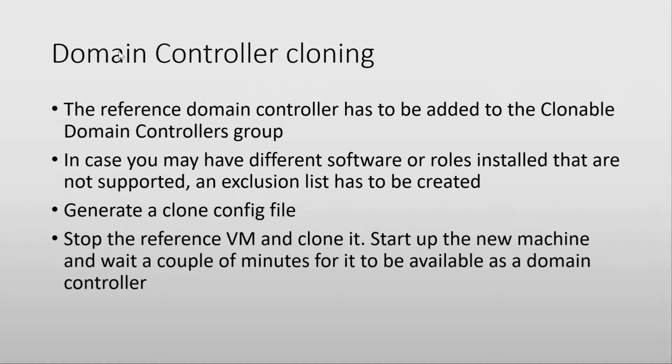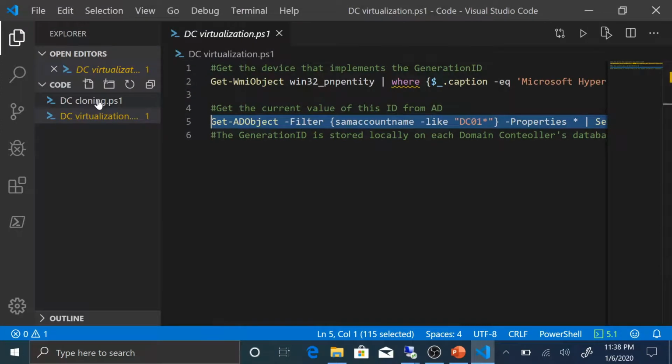And to actually clone it, you just stop the reference VM, you clone it in Hyper-V or whatever hypervisor you use, start up the new machine, wait for a couple of minutes to be promoted to a domain controller. Then you can also start the reference machine and you have another DC ready to be used. Let's see how it's done.